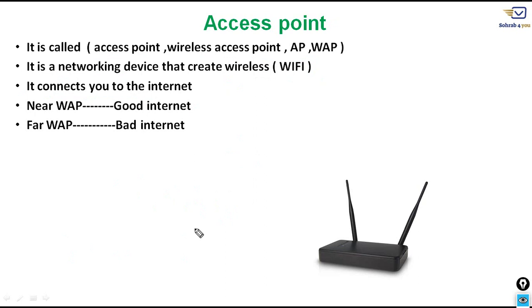Okay, so now you understand what an access point is. Coming to the review: it's called access point, wireless access point, AP, or WAP. It's a networking device that creates wireless Wi-Fi for you. The job of this access point is that it connects you to the internet. If you're near the access point, you have a good signal and a good internet connection. If you're far from the access point, you have a weak signal, which means your internet connection is not good enough. So this is called access point.